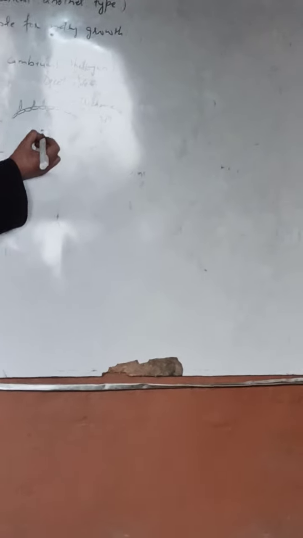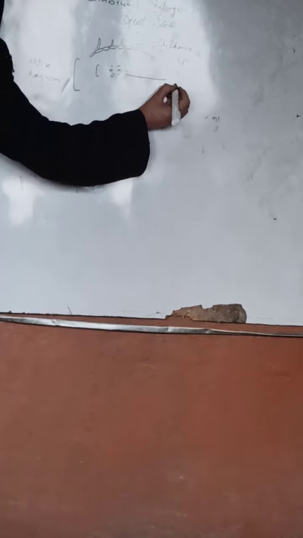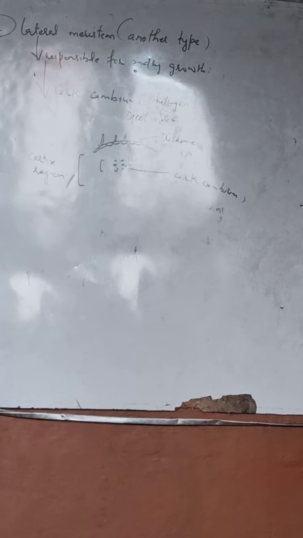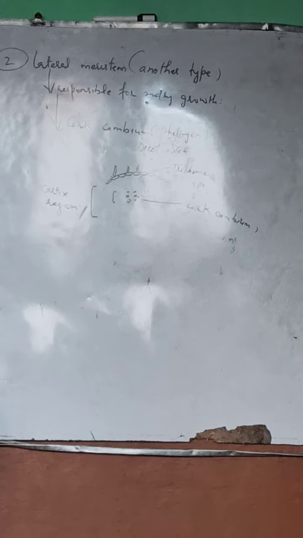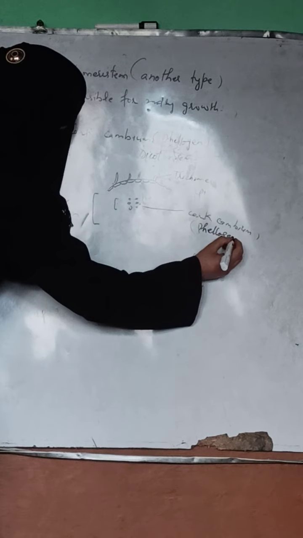So there is the cortex region, and the cork cambium is present in the cortex region. For example, these are the cells of cork cambium. This cork cambium is made up of cells, and it is also called phellogen.